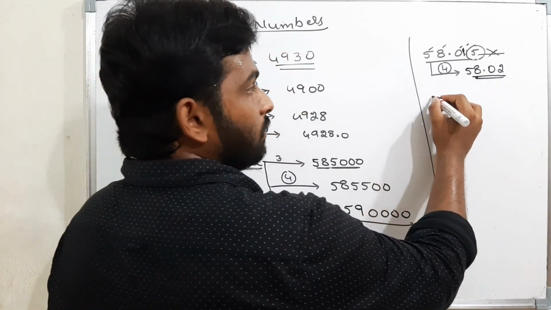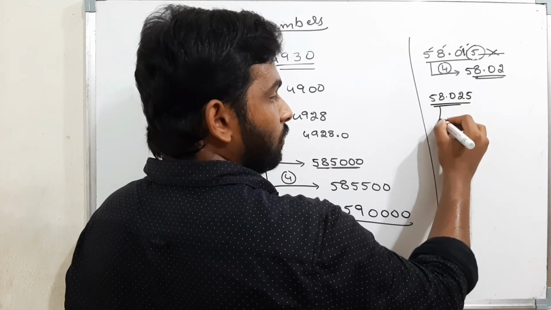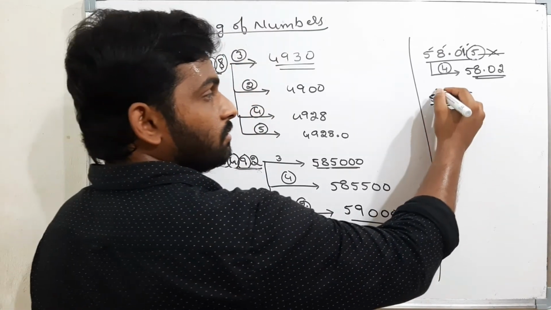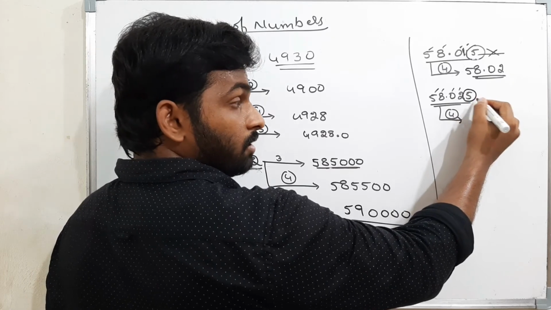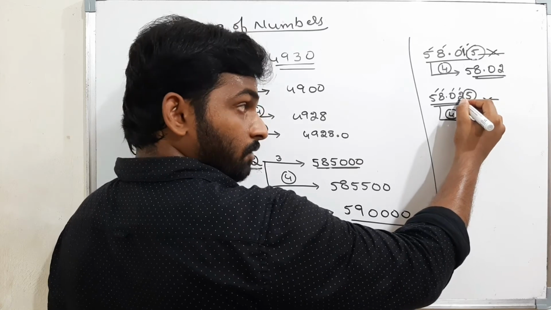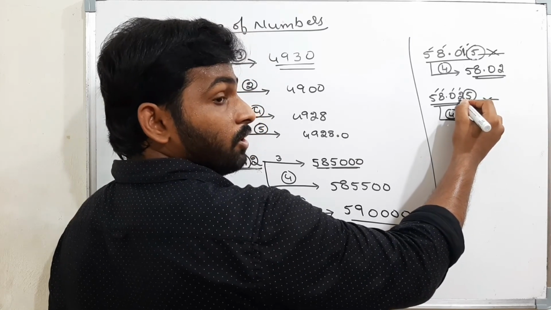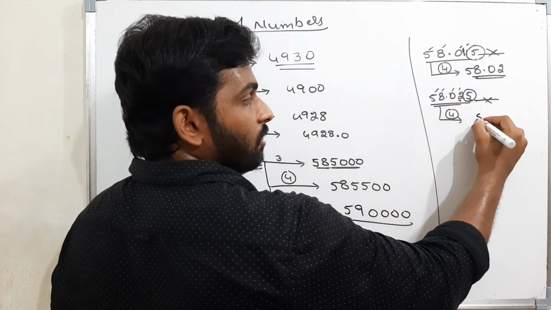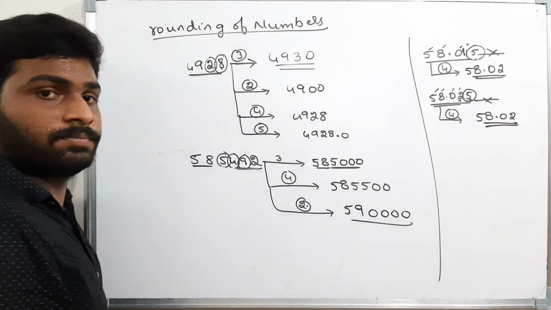Now the same thing. 58.025. Now they told us to round off the same number to 4 significant figures. 4 significant figures means 5802 is enough. That means I have to round off the 5. 5 is equal to 5 and it is not followed. If it is not followed, I have to see whether the before number is even or odd. If it is even, I have to leave it as it is. The before number is 2. 2 is even, so I have to leave it as it is. Therefore, 58.02. This is the answer.